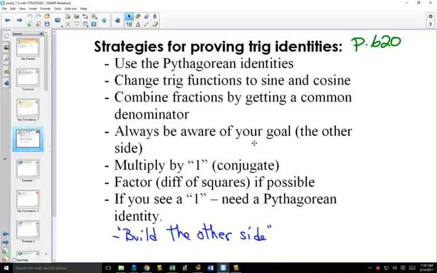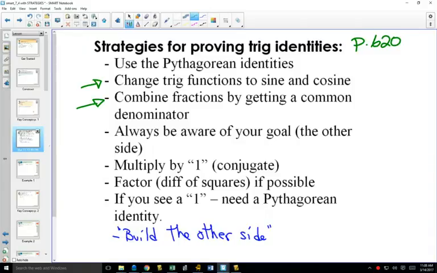So you already wrote down these strategies from last time on page 620. We're going to learn what these mean. Our main strategies that we've already done: you've already changed things to sine and cos. That was one of the main strategies we learned in the first little bit. We've already combined fractions by getting a common denominator and getting a single fraction.